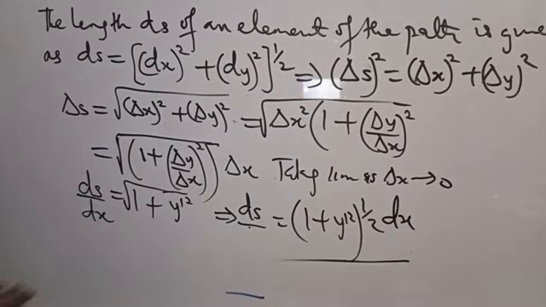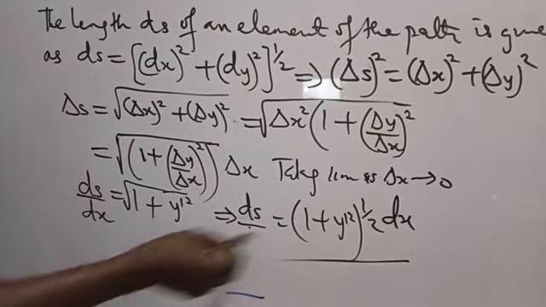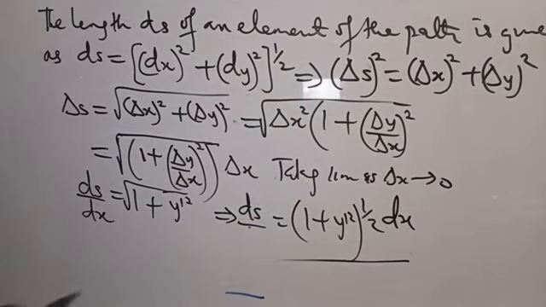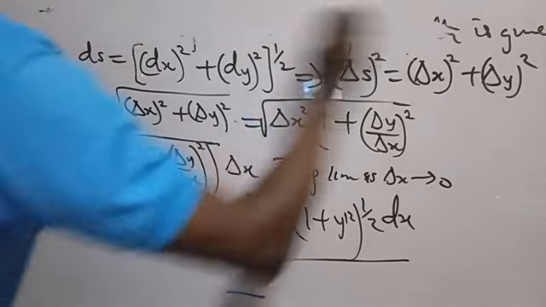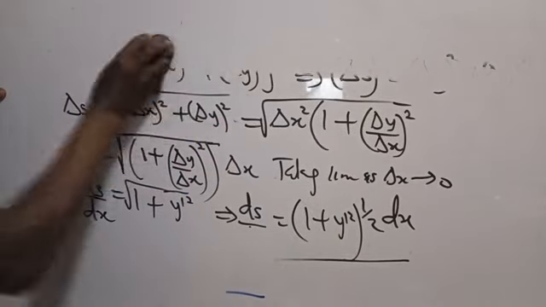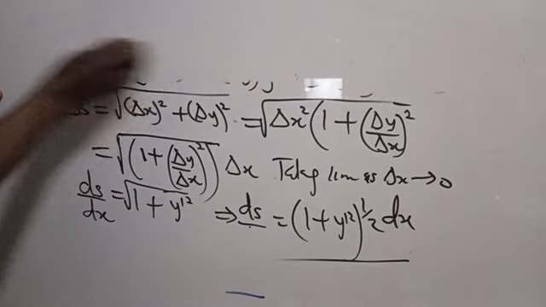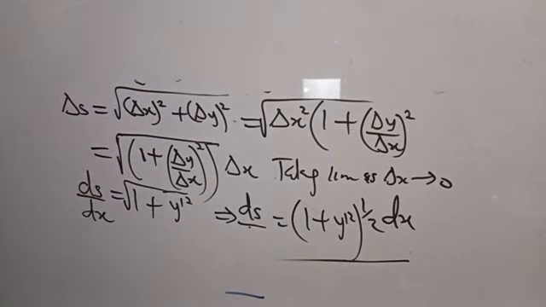Okay. So that is the length ds of an element of the part, which we have defined here. Now, having done that, the next thing we're going to do is to find the total part length. Therefore, now let's find the total part length. It's just an element of the length that we have found.